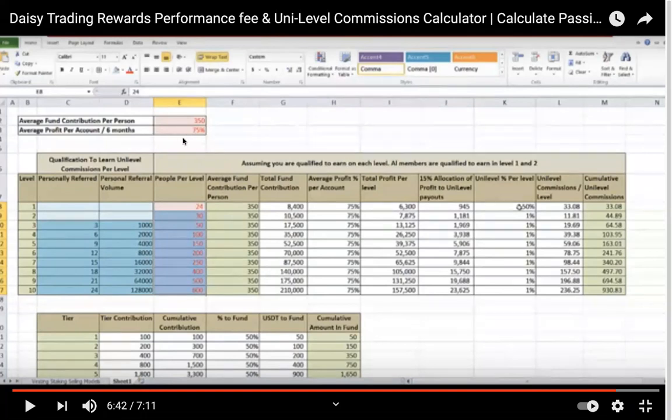But do bear in mind the percentage he was using here for average profit per account. We're actually now see our actual results after 6 months are a little bit above 100%. So the examples here that he presented were very conservative considering where we are in the time frame.